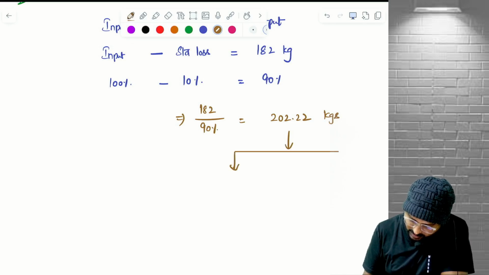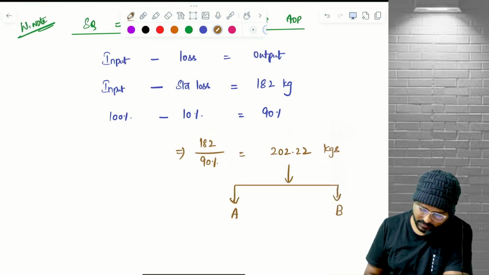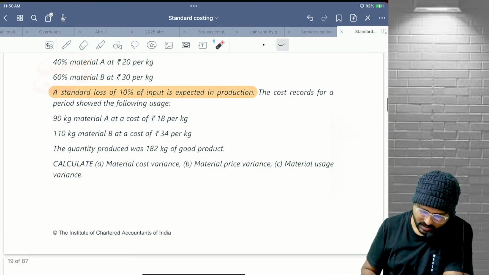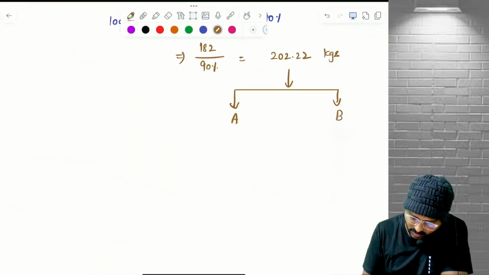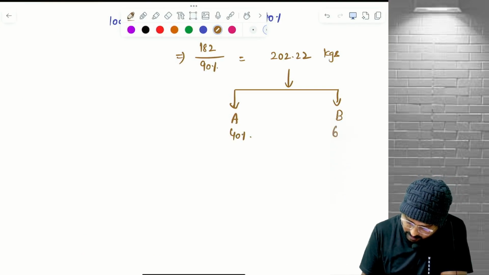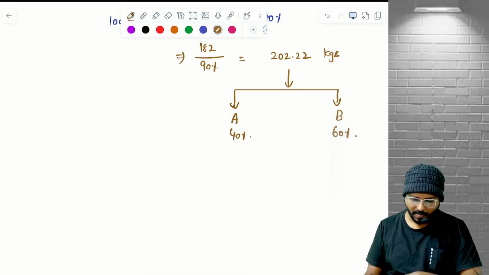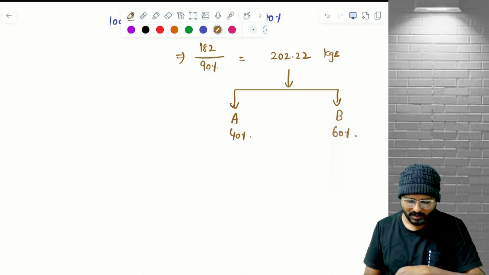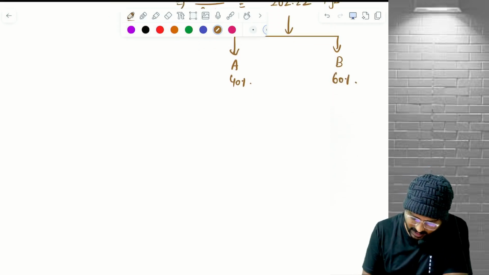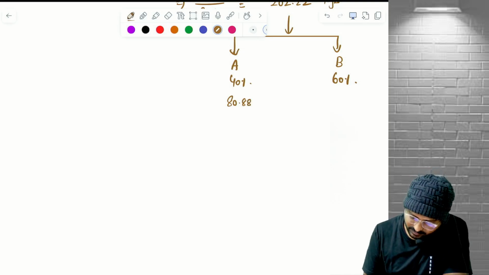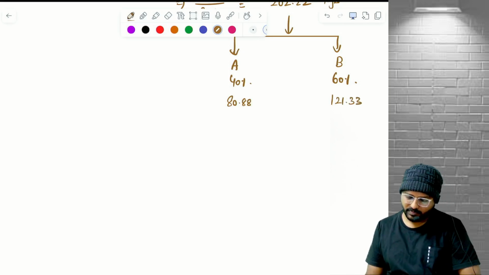I need A separately, I need B separately. Do I have any information for that in the question? Yes. How much is A? 40%, B 60%. That's the standard mix. So A is 40%, B is 60%. So tell me how much it comes. A is 80.88. Alright, B is 121.33. Is that it?